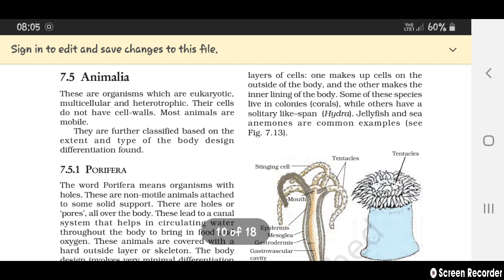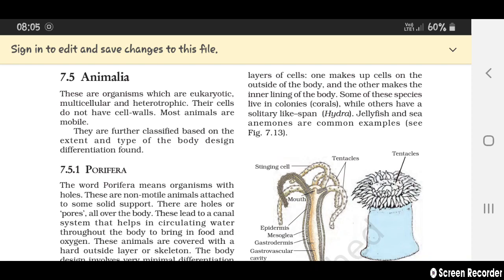Next is Animalia. These are organisms which are eukaryotic, multicellular and heterotrophic. Their cells do not have cell walls. And most animals are mobile, meaning they are stable without the cell wall.